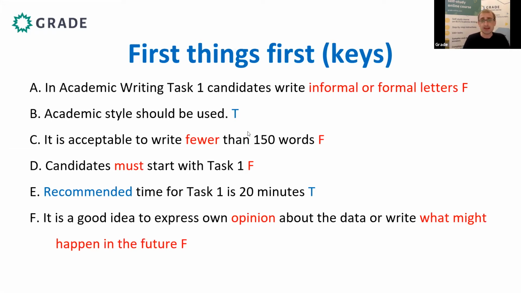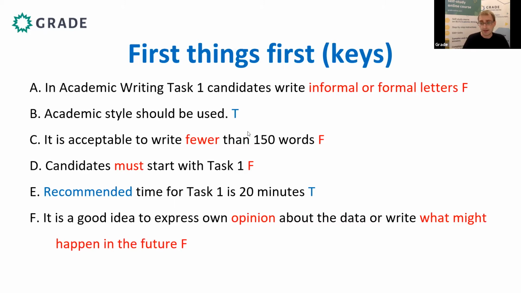Then when we talk about C, a very important point, 150 words, there is basically a minimum number of words that we need to pay attention to and make sure that we have them. Otherwise, we might be penalized based on the number of words that we have. D is a very interesting option, which means that it's not a must.